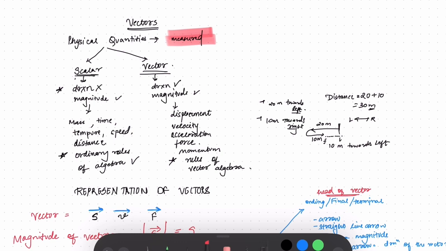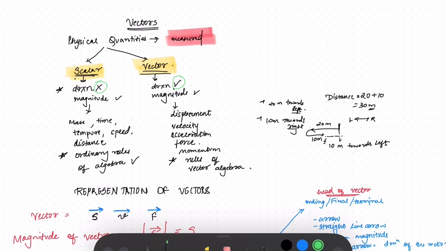Now on the basis of direction, we divide the physical quantity into 2 types, that is the scalar quantities and the vector quantities. On the basis of direction, I said. So the scalar quantities are the ones which do not have a direction, and the vector quantities are the ones which have a direction. Both of them have magnitude.